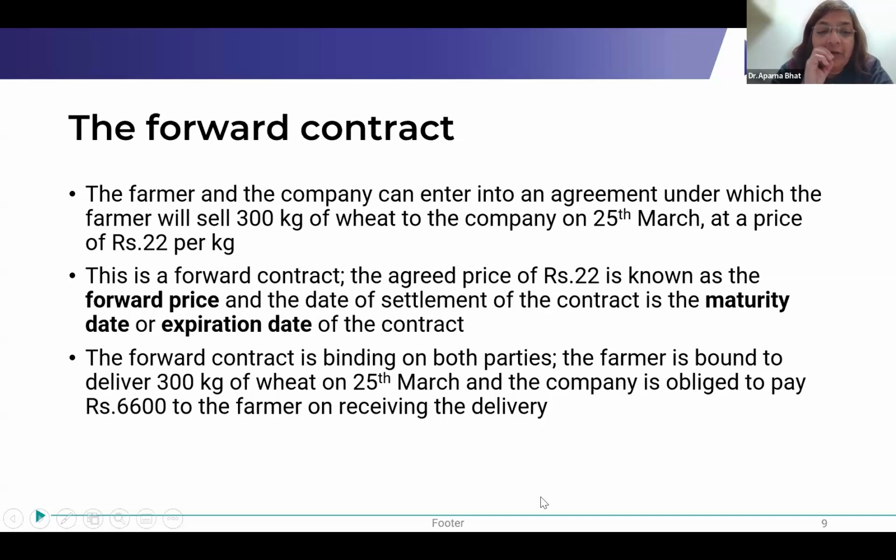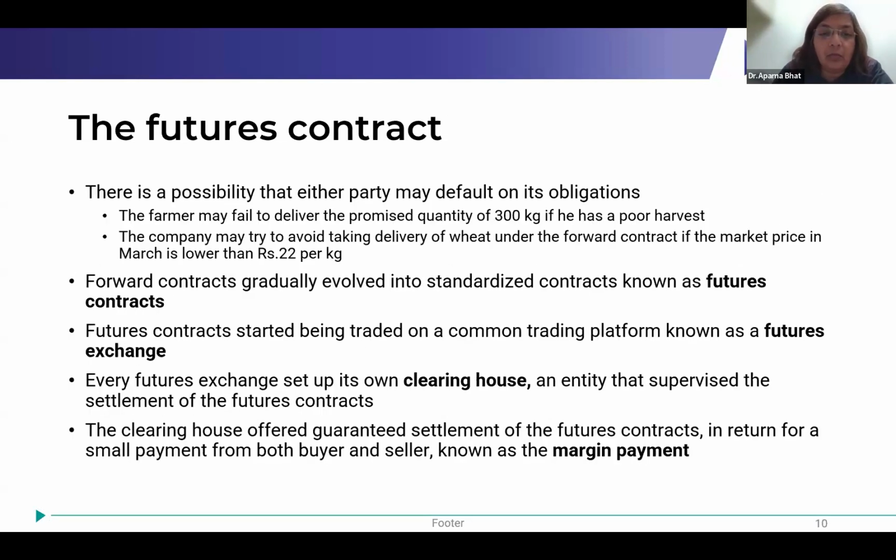Okay, so this kind of contract, it is binding on both the parties. Okay, so both the parties have an obligation under the contract. The farmer has an obligation to deliver 300 kilos of wheat on 25th of March, and the company has an obligation to pay 6,600. How did I get this number? 6,600, 300 kilos into 22 rupees per kilo, right? So the company is bound to pay 6,600 to the farmer on receiving the delivery. Okay. So there is a contract and both parties are bound by it.